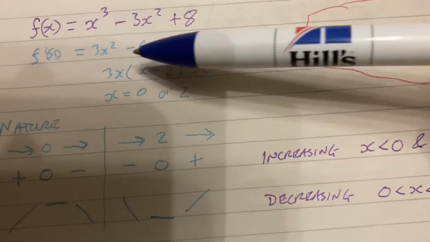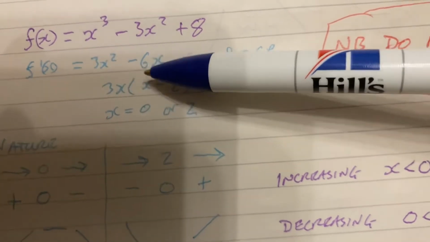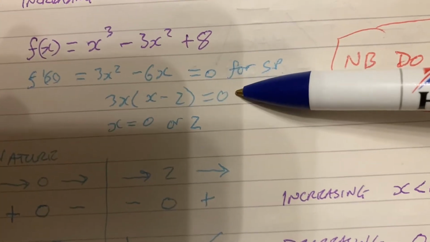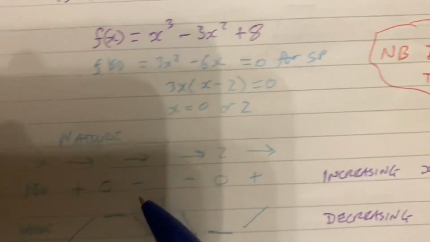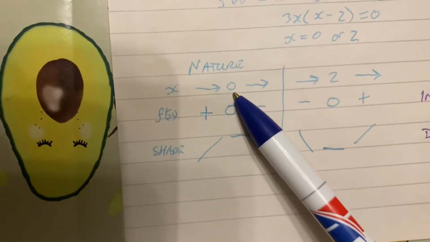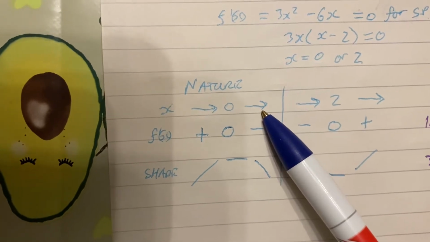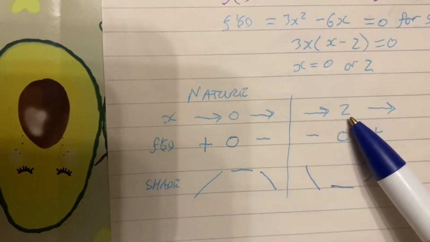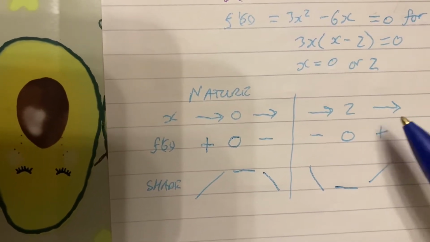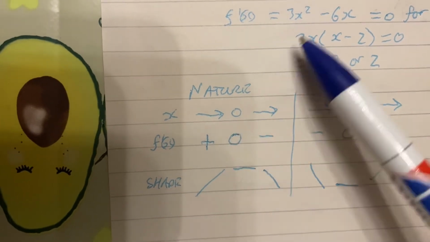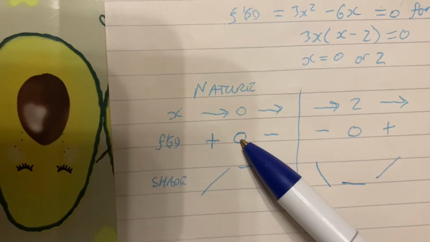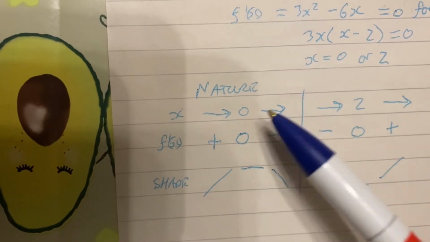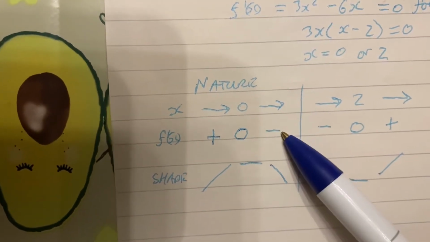So a common factor of 3x can come out. So 3x brackets x minus 2 equals 0. So either x is 0 or x is 2. So looking at our nature table, we're coming up to x equals 0 and away from x equals 0, up to x equals 2 and away from x equals 2. So if we pick negative 1, we're going to get positive and positive, so we get positive.